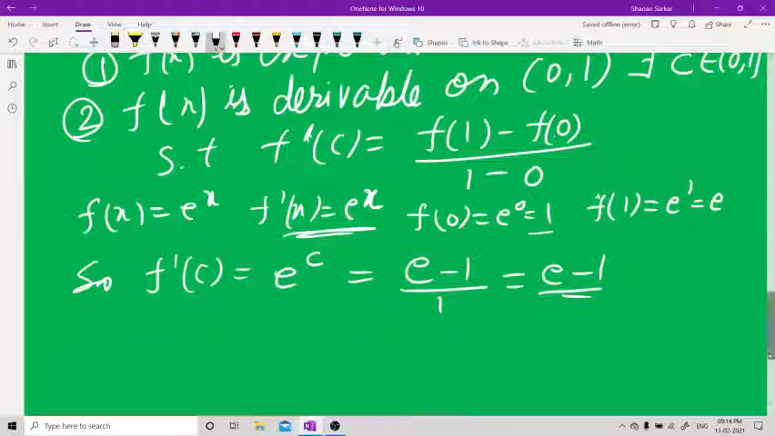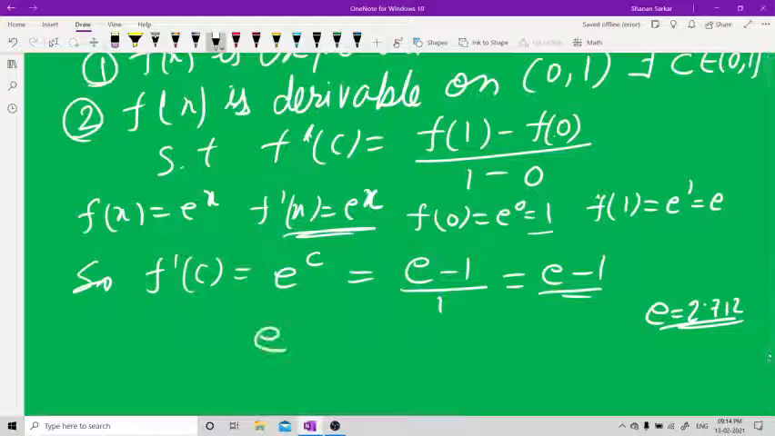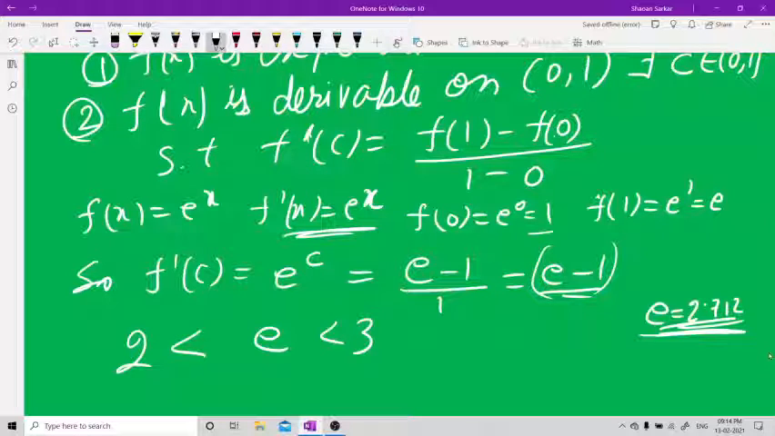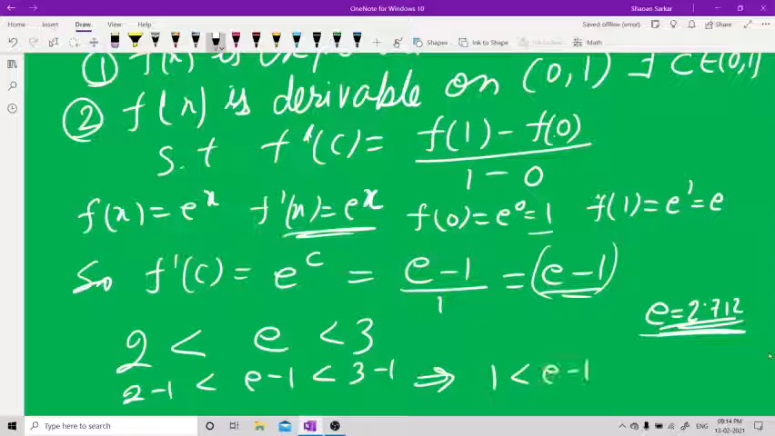Now see one thing. E is actually 2.718 something like that. E lies between 2 and 3. Can you see this e's value? This is the approximate value of e. Now, this is of the form e minus 1. So subtract 1 on all sides. So 2 minus 1 less than e minus 1, less than 3 minus 1. So this gives me 1 less than e minus 1 less than 2.